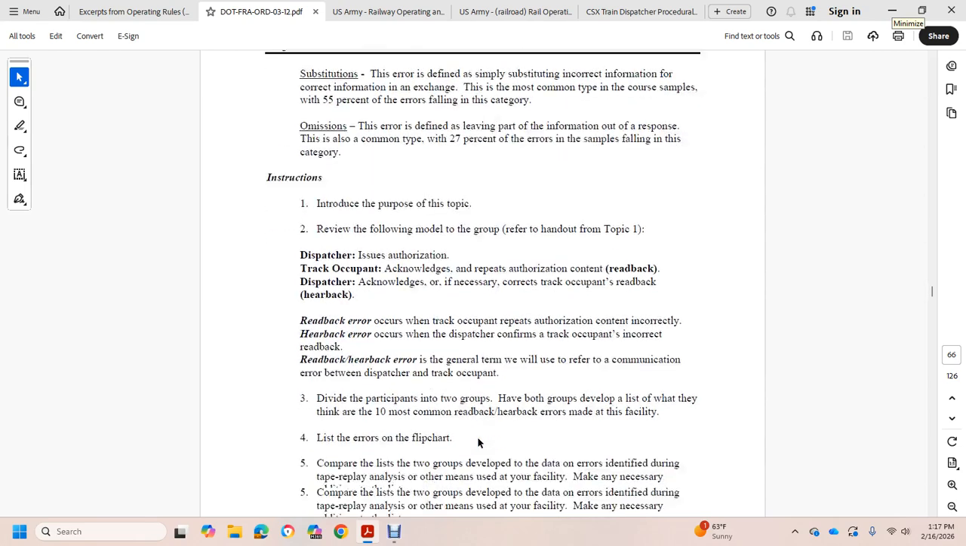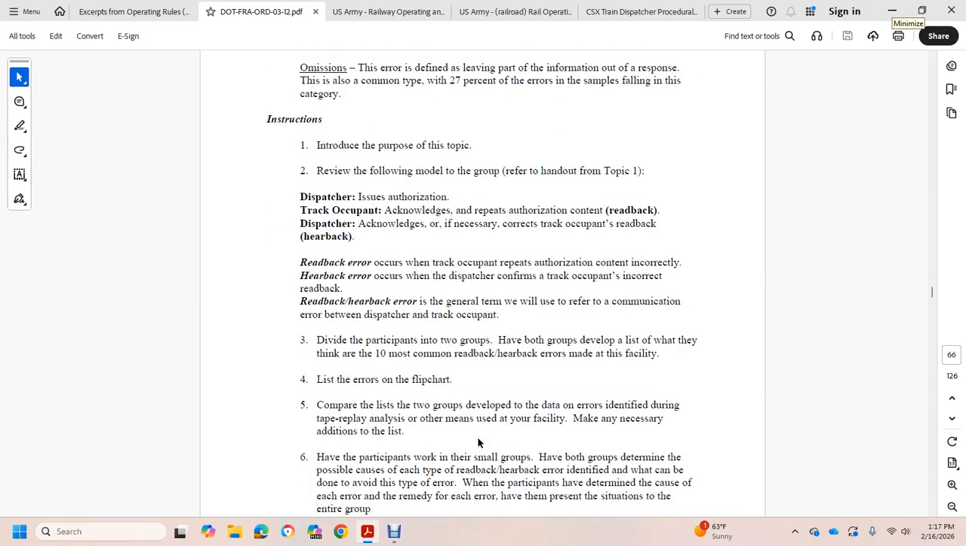Instruction. Introduce, for the purpose of this topic, the following model of the group, and refer to the handout. Topic 1. Dispatcher issues authorization. Track occupant acknowledges, repeats authorization content in readback. Dispatcher acknowledges, if necessary corrects track occupant readback. Readback error occurs when the track occupant repeats authorization content incorrectly. Hearback error occurs when the dispatcher confirms the track occupant's incorrect readback. Readback, hearback error is a general term used to refer to communications errors between the dispatcher and the track occupant.